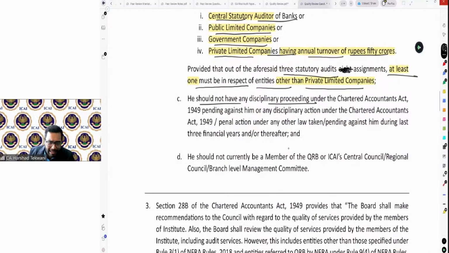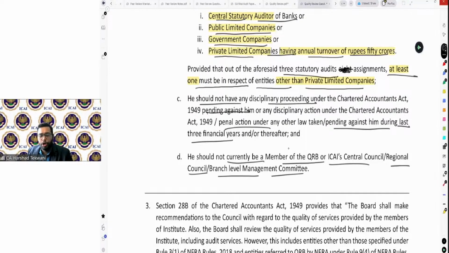Okay. Then he should not have disciplinary proceedings against him. He should not have any disciplinary proceedings pending against him or penal action taken against him during the last 3 financial years or thereafter. He should not be currently a member of QRB, ICAI Central Council, Regional Council, Branch Level Management Committee, or any regional council member.